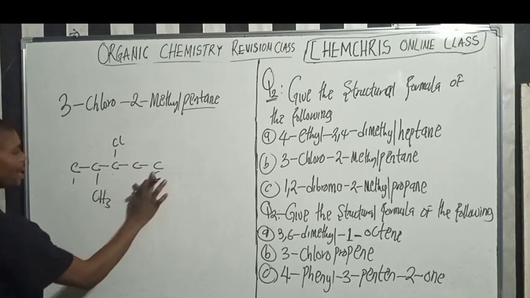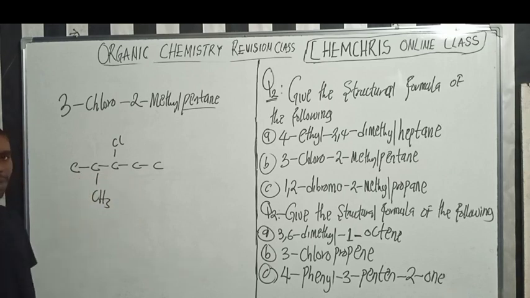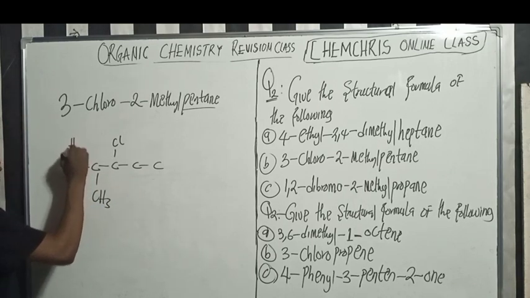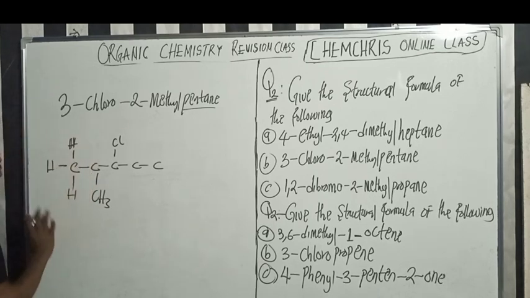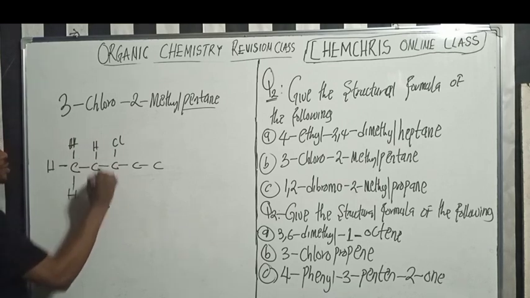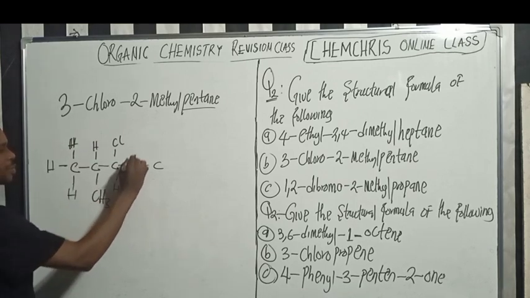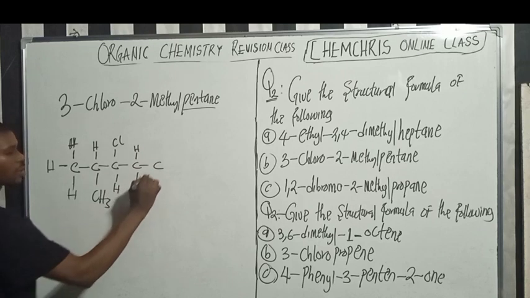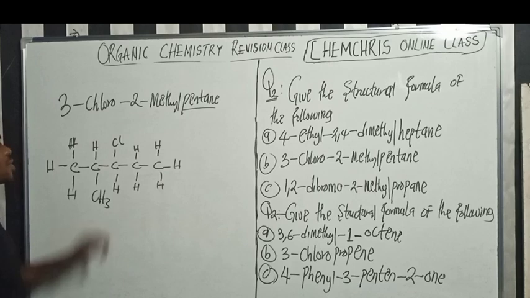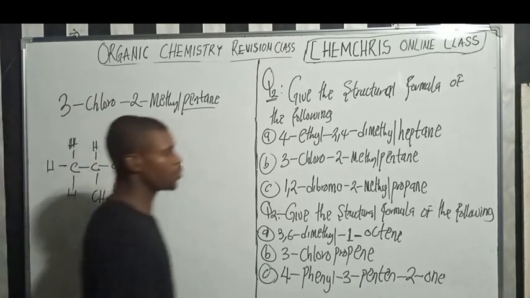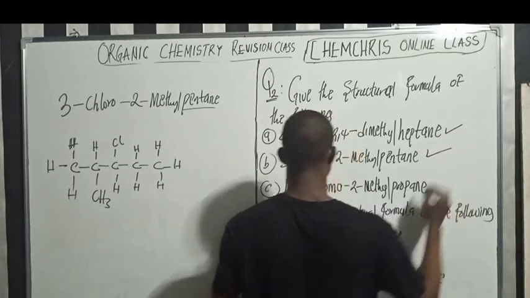The next one is to provide the numbers of hydrogen atoms. Because carbon must have how many bonds? 4 bonds. So this is going to be 3 hydrogen, this one 1 hydrogen, this one 1 hydrogen, this one 2 hydrogen, and this one 3 hydrogen. And so that is the structure of this compound here, right? So we are done with this one, and we are done with this one here.